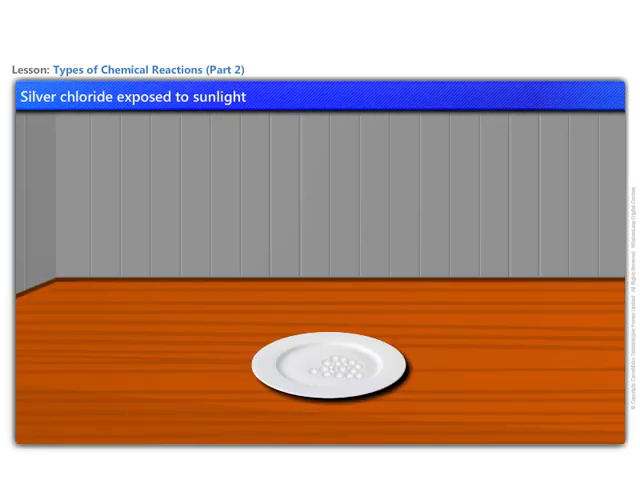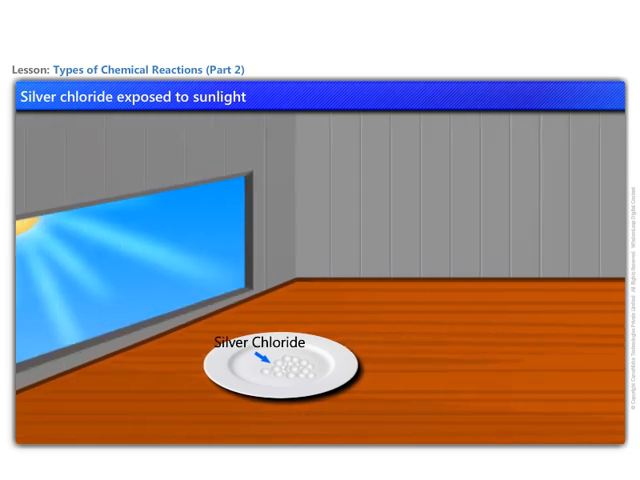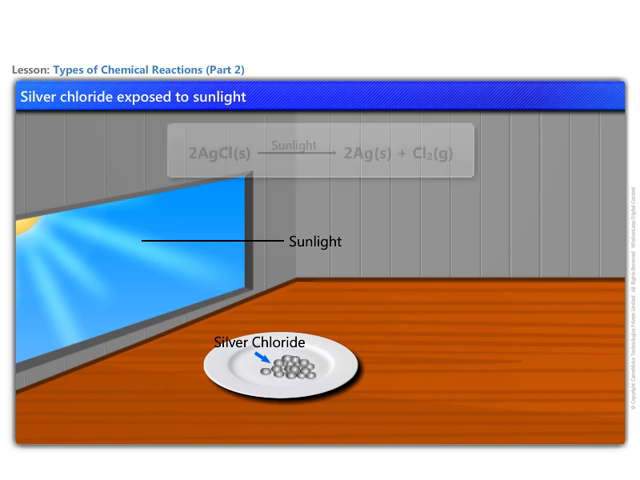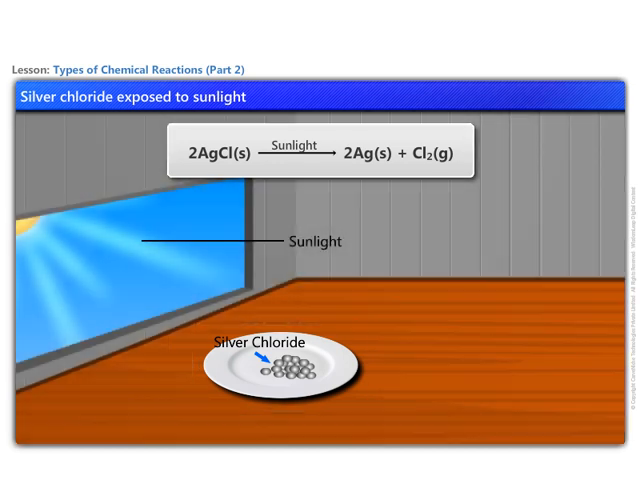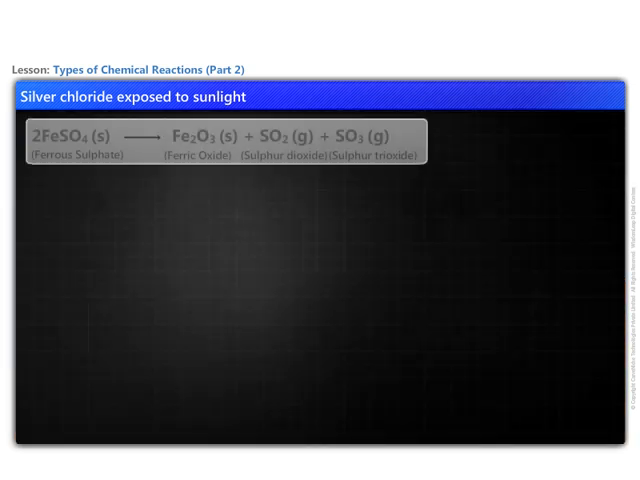Here is another reaction. Silver chloride exposed to sunlight. Take about 2 grams silver chloride in a china dish. Place this china dish in sunlight for some time. Observe the color of the silver chloride after some time. The reactant has decomposed into 2 substances. You will see that white silver chloride turns gray in sunlight. This is due to the decomposition of silver chloride into silver and chlorine by light.